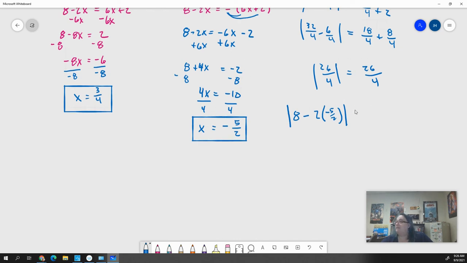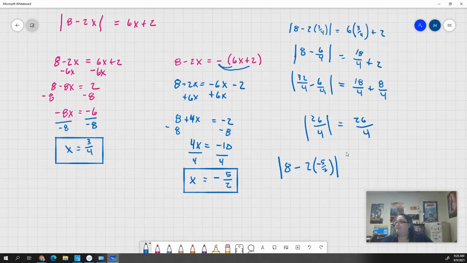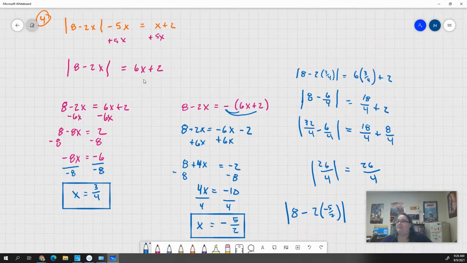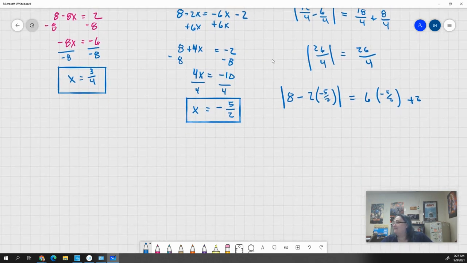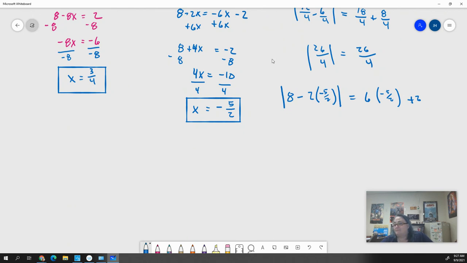Did I even put it all the way into the whole equation? I just did this one; I didn't take it back to the original. It's okay, it'll still work. Equals 6 times -5/2 plus 2. Did I get all that written down right? So here we're going to get the absolute value of 8 plus 10/2. Why does it become plus? Because this is a negative and this is a negative, so when I multiply them, they become a positive.